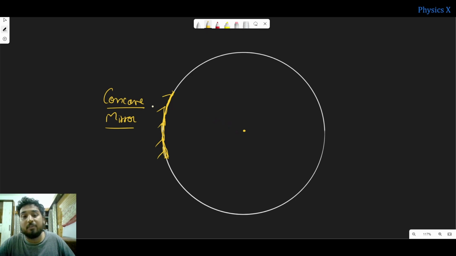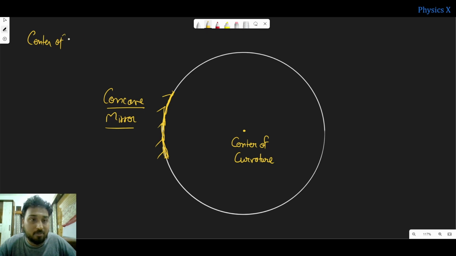Whichever sphere this concave mirror is made from, the center of this sphere is called the center of curvature. The center of curvature is represented by, let us say, C. This is C.